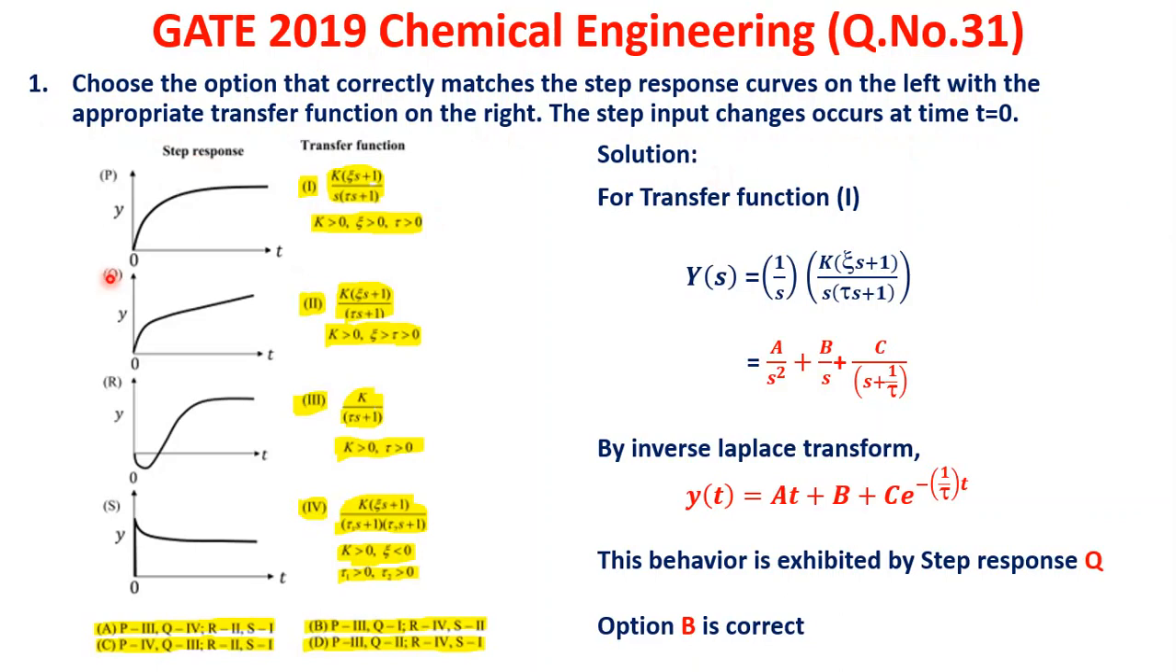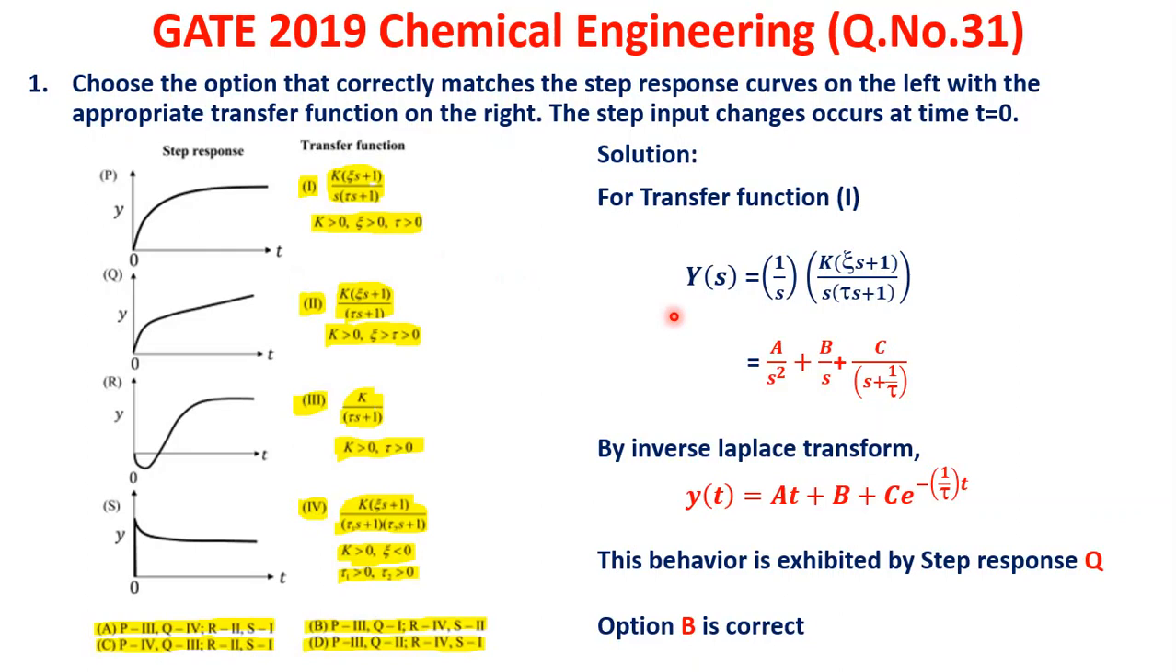That means 4 step responses are given. Their corresponding transfer functions are given. It is also given that the change in the step input occurs at time t equal to 0. That means it is taken as a causal system. Now 4 options are given. Instead of solving all the options, first let us take the first option and check whether we can come out with any conclusion. For example, for transfer function 1, we can find out first of all the step response.